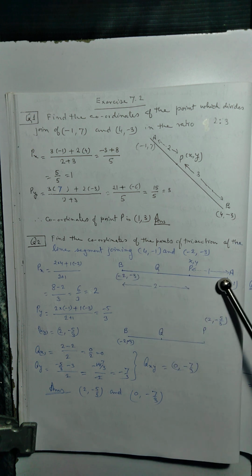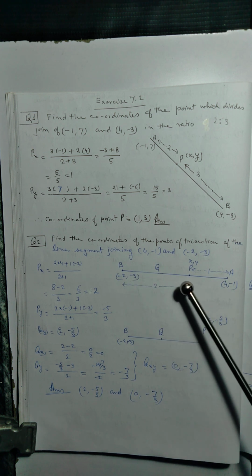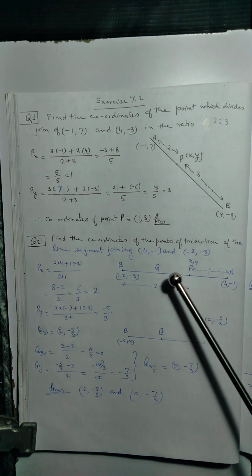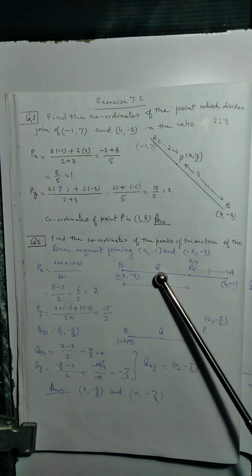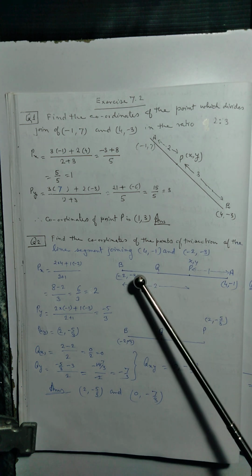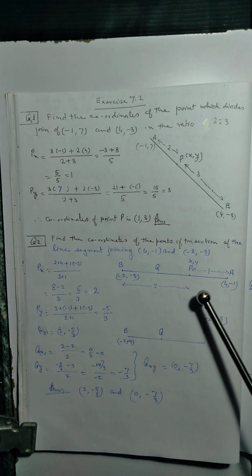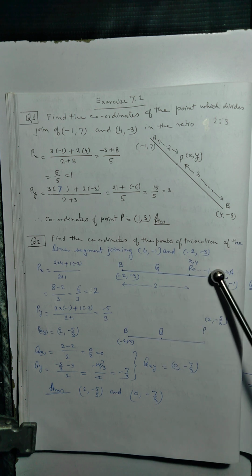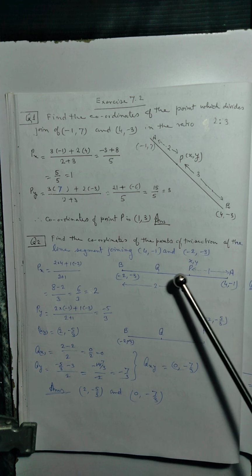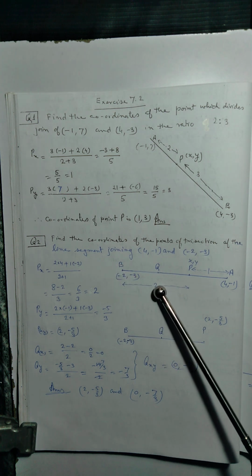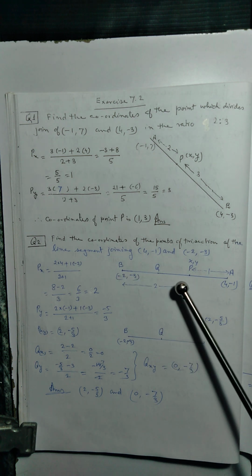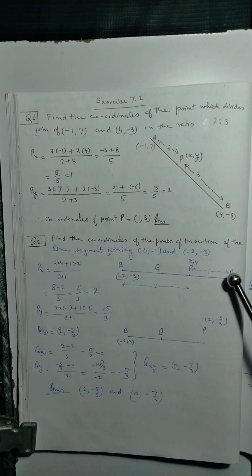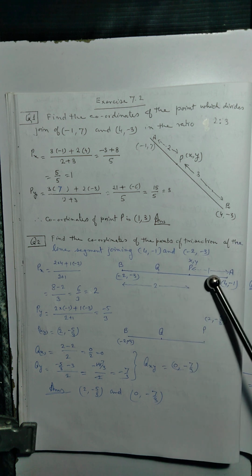This line segment AB has been divided into 3 equal parts: AP, PQ and QB. These are the 3 parts. So first of all, let us proceed with the point P. If you take the point P, one part will be on this side and 2 parts on this side. So P will divide the line segment AB in the ratio 2:1.